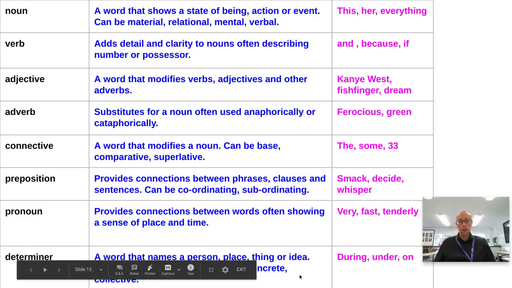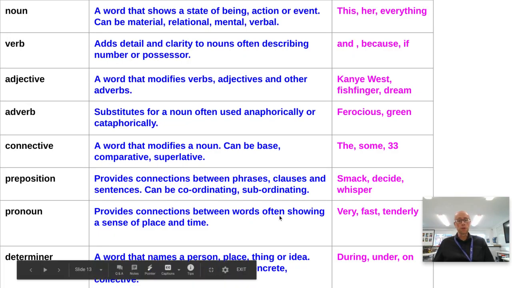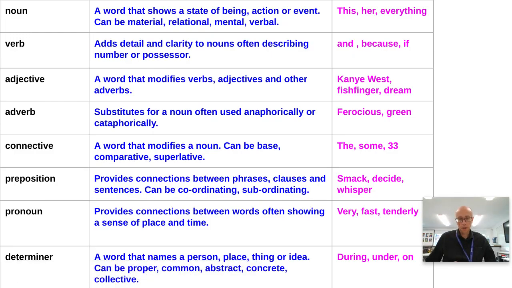Right, moving on to prepositions. So prepositions provide connections between words, often showing a sense of place and time. So this is your to, from, in, under. Again, on CLD, when you're looking at transcripts of children speaking, to what extent can they manipulate a range of different prepositions? And you could link that in with Jean Piaget's stages of cognitive development.